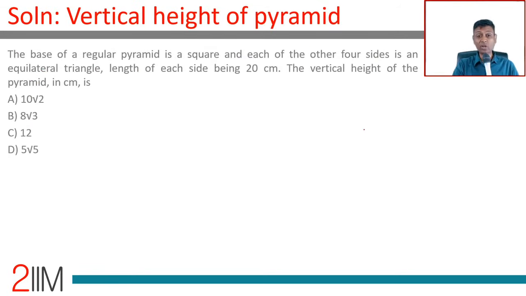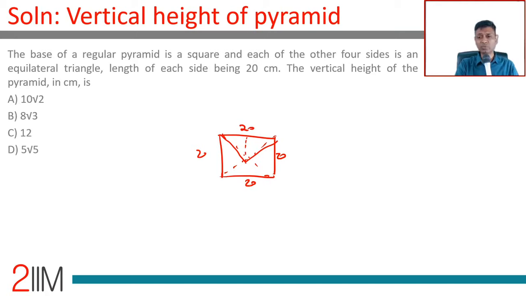The base of a regular pyramid is a square and each of the 4 sides is an equilateral triangle, the length of each side being 20 centimeter. The vertical height. Wonderful. The pyramid has a square base and then there are 4 equilateral triangles rising from here. So 20, 20, 20, 20. I'm going to imagine one of those equilateral triangles. Let's say this one. And imagine that altitude there.